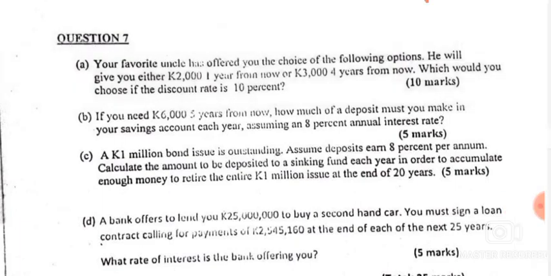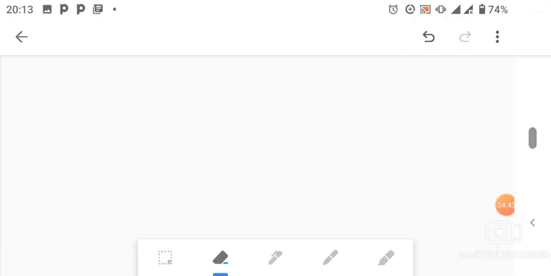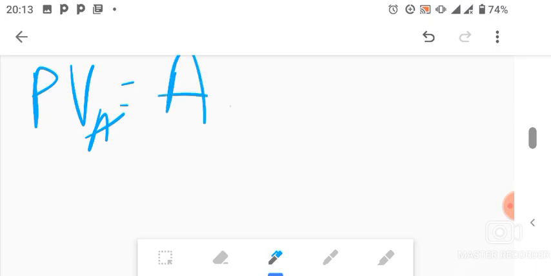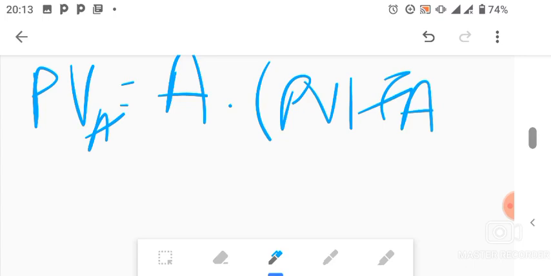You have 25 million. We also have 25 million which you've just been lent today. So that's your PV. Then if you look at the next one, you must sign a loan contract calling for payments of 2,545,160 each year. Is this an annuity? Yes. So you know the formula you're going to work with is as follows. You're going to work with that same formula which we stated earlier, present value. We said it's an annuity, so you do that, PVIFA. This is the formula you're going to use.